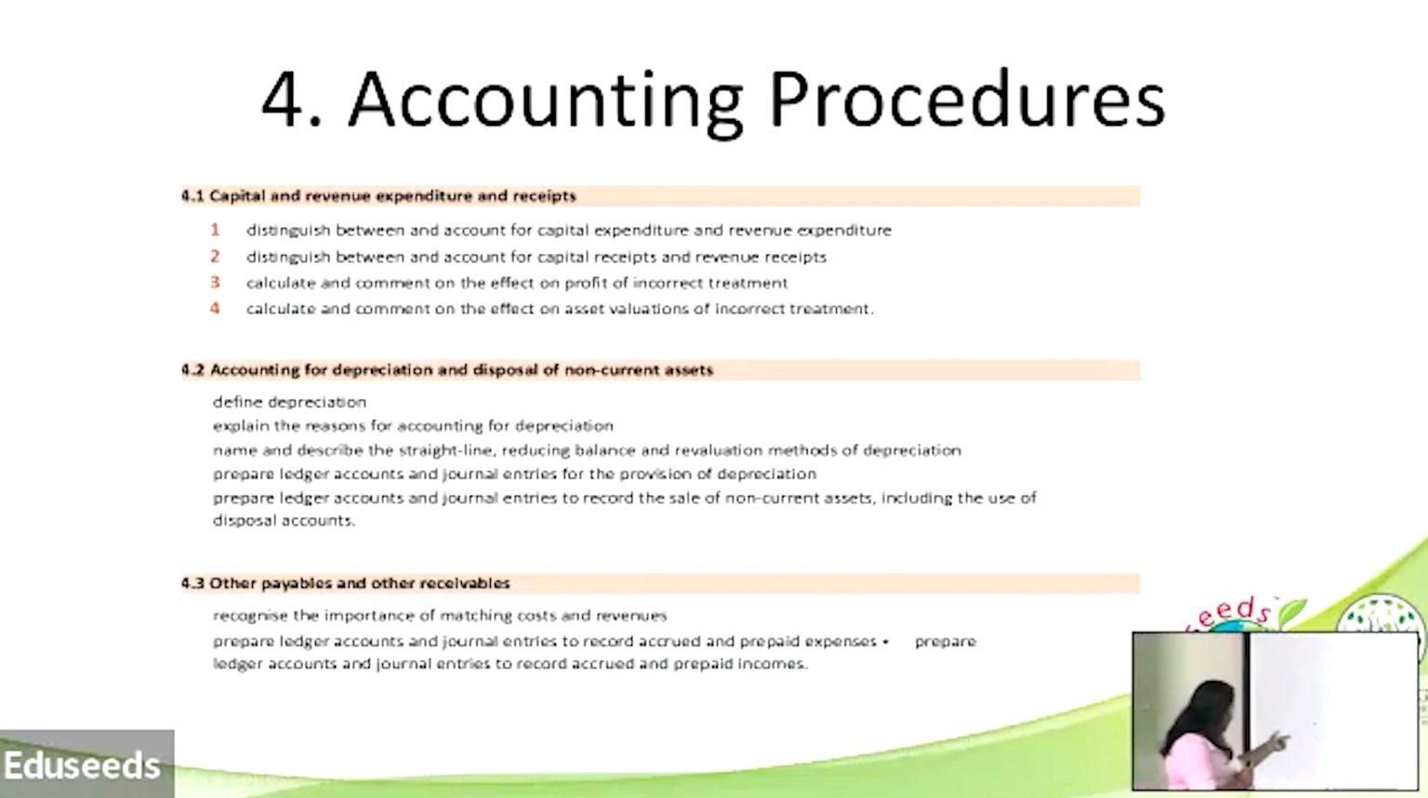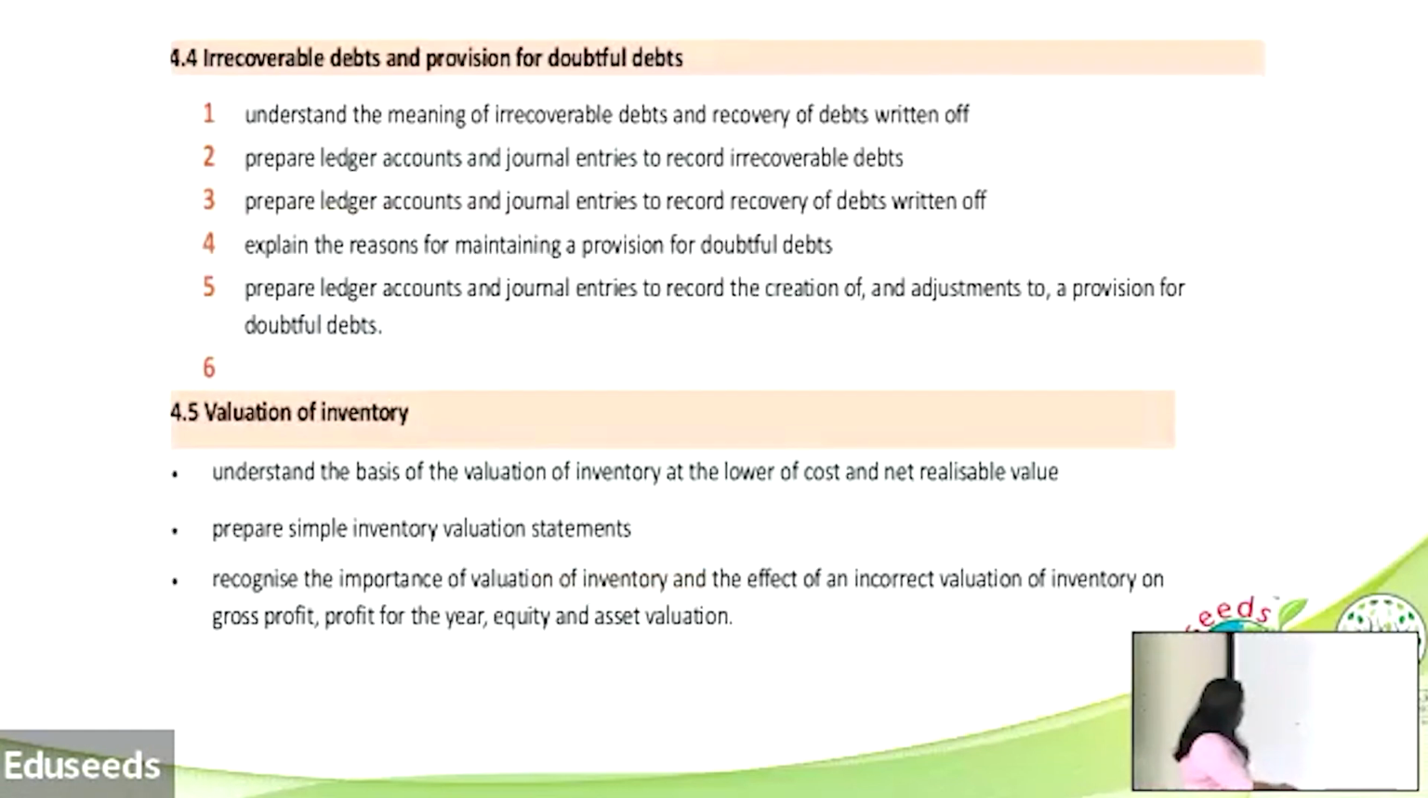Then you also have to look at other payables and other receivables. Recognize the importance of matching costs and revenue. Okay, what basically they say here, accrued and prepaid. What is accrued? That means I'm supposed to pay, but I have not paid yet. What is prepaid? I'm supposed to pay, and I already paid in advance, right? So you must know the treatment, where it falls in your balance sheet or statement of financial position, and how to prepare the ledger account and journal entries. Okay, that's a little bit about payables and receivables.